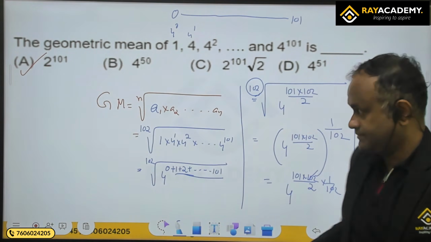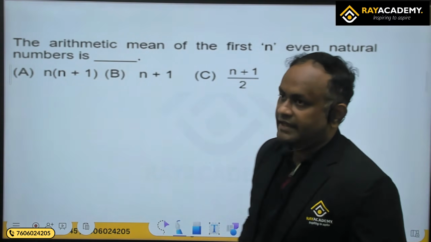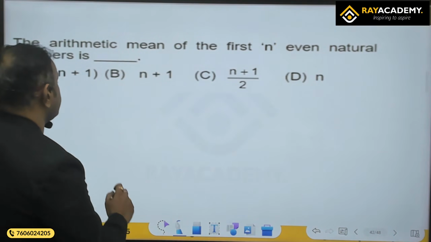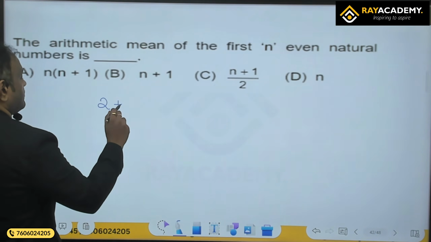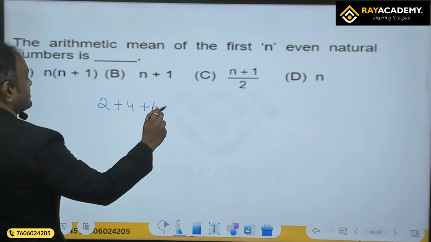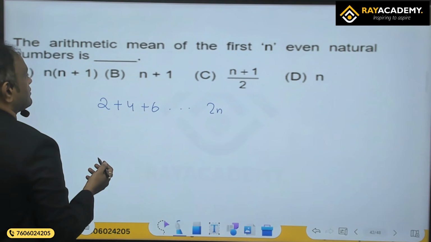Okay, so many statistics questions remained in the last class. The arithmetic mean of the first n even natural numbers. N even natural numbers means the first number is 2, plus 4 plus 6 like that up to 2n. And arithmetic mean is the sum divided by the number of terms.